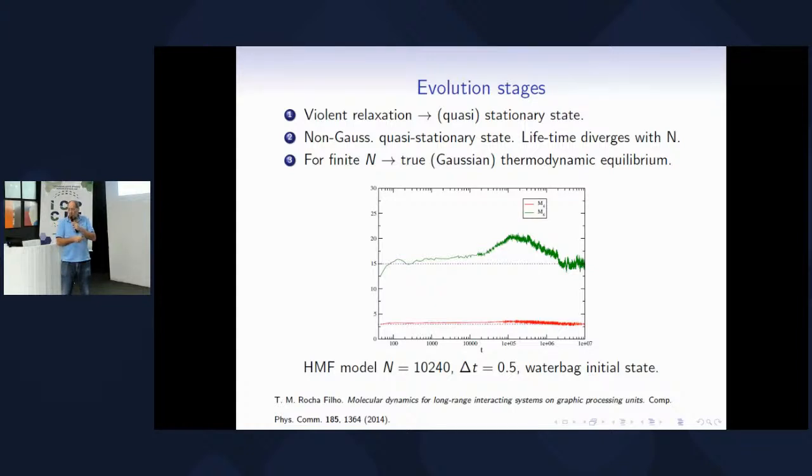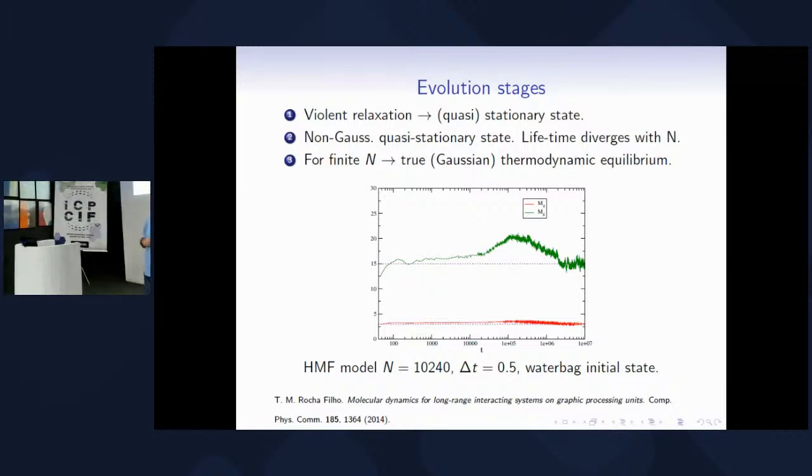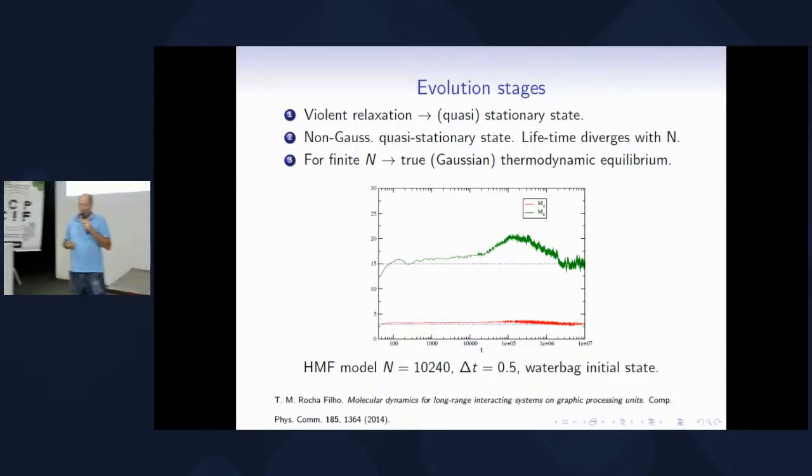Now, we can show that, in fact, this evolution towards equilibrium is due to collisions among the particles, and the effect of collisions, we can show, vanishes when you make N go to infinity. So we have a very different type of dynamics compared to short range, when your system very rapidly reaches equilibrium. Okay.